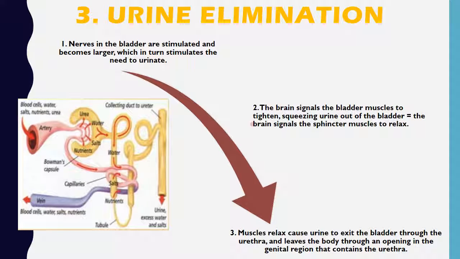Lastly, urine elimination. First, the nerves in the bladder are stimulated as it becomes larger, which in turn stimulates the need to urinate. When you urinate, the brain sends a signal to the bladder muscle to tighten, squeezing urine out of the bladder. At the same time, the brain signals the sphincter muscle to relax. When the muscle relaxes, it causes the urine to exit the bladder through the urethra and leave the body through an opening in the genital region that contains the urethra.